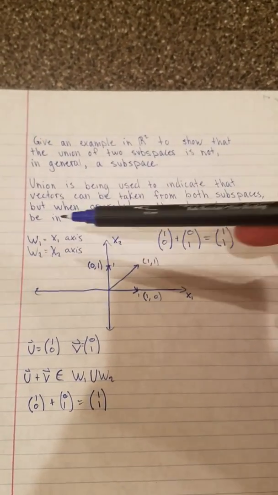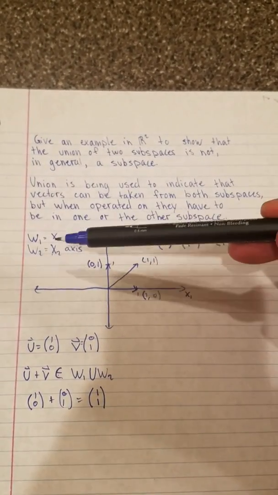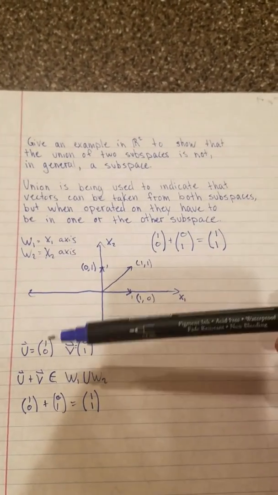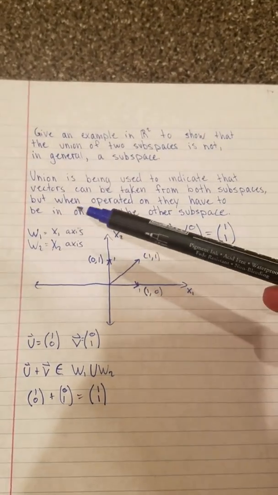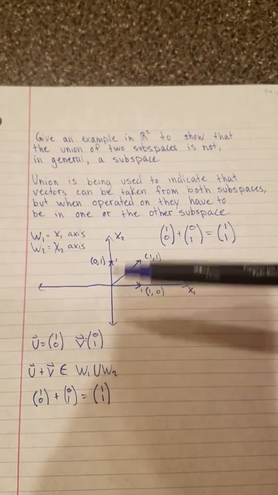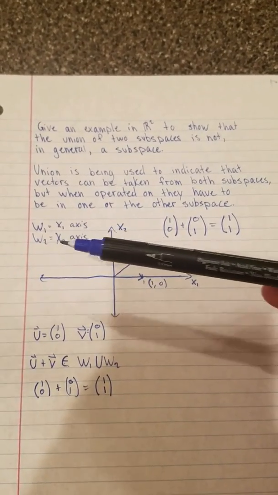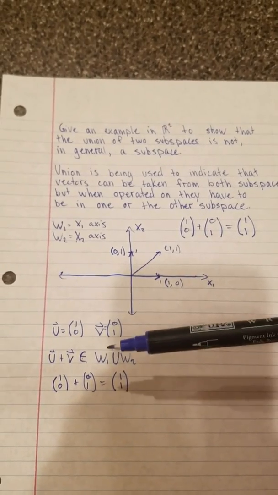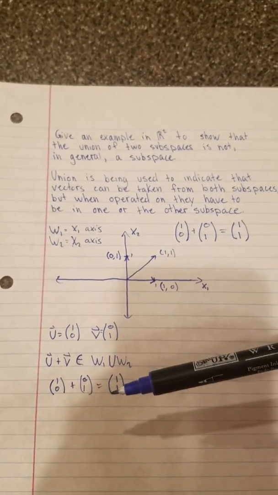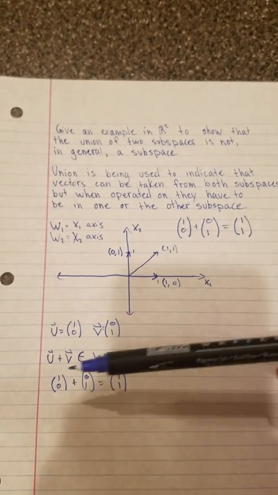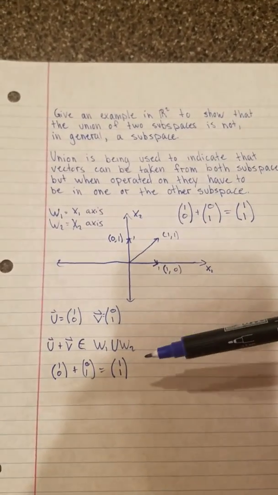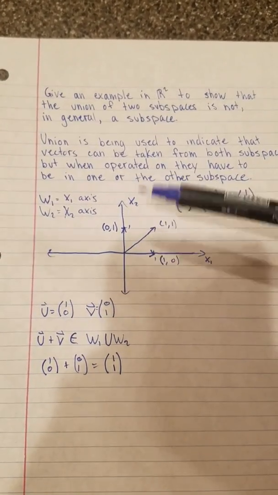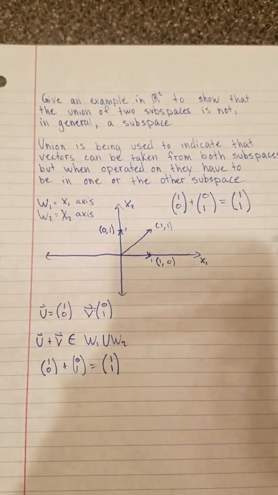So here we have two subspaces. W1 is the x1 axis, W2 is the x2 axis, and then we'll have two vectors, u and v. u is on the x1 axis, so it's in subspace W1, and v is on the x2 axis, so it's in the subspace W2. So we know that u and v will both be in the union of W1 and W2. If you take those two vectors and add them together, you would get (1, 1), which you can see is not on the x1 or the x2 axis, meaning that it is not a subspace.